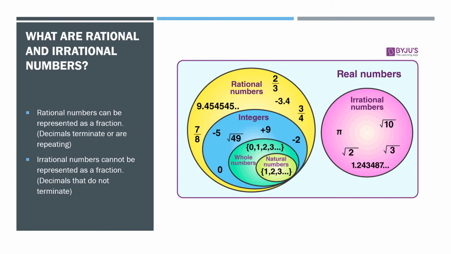4, 5. Irrational numbers cannot be represented as a fraction, meaning they have decimals that go on forever. Examples are pi, square root 2, square root 3, or square root 10.